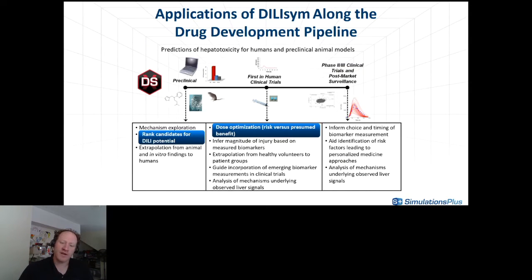This work today on the CGRP compounds is going to focus a little bit on the preclinical, where it's going to focus on ranking some candidates for DILI potential, and then understanding a little bit of dose response, whether there's a little bit of risk and whether that is going to outweigh the potential benefit of the drug. At this point, we have a poll question.